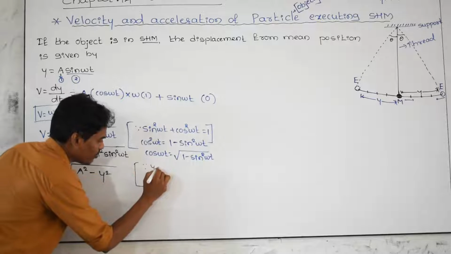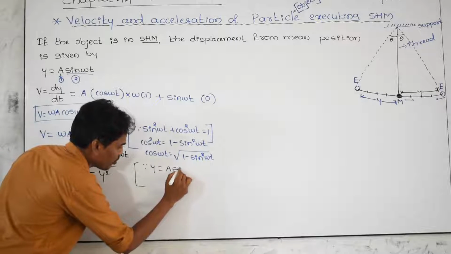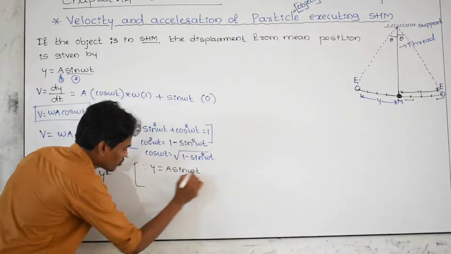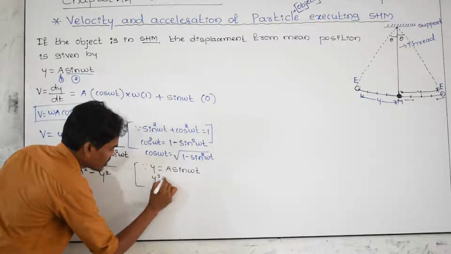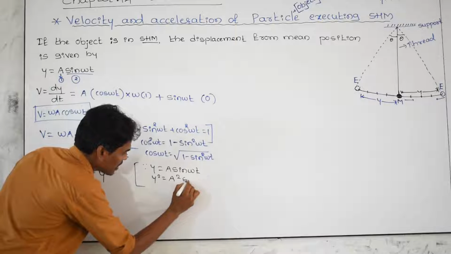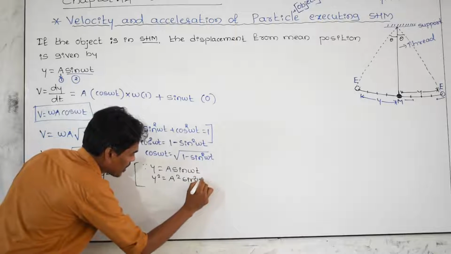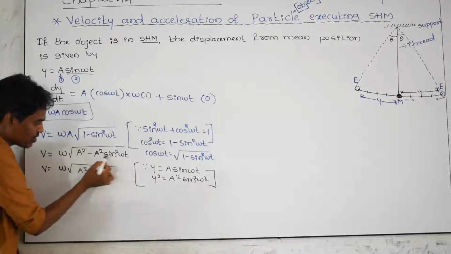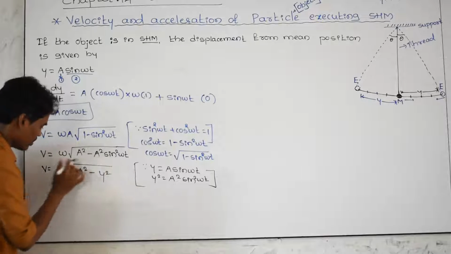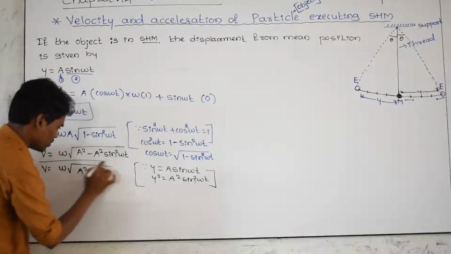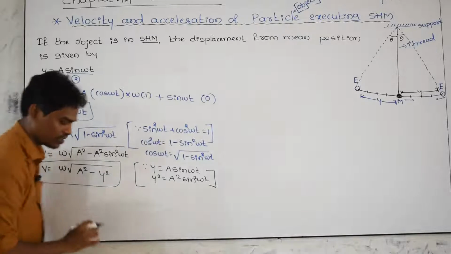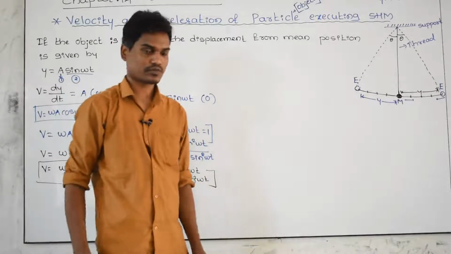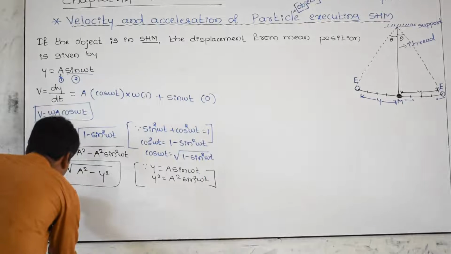We know very well y is equal to A sin omega t. Squaring on both sides, y square is equal to A square sin square omega t. A square sin square omega t is nothing but y square, which I substituted. Let us take this as a formula, then apply the conditions. Now I am applying conditions.